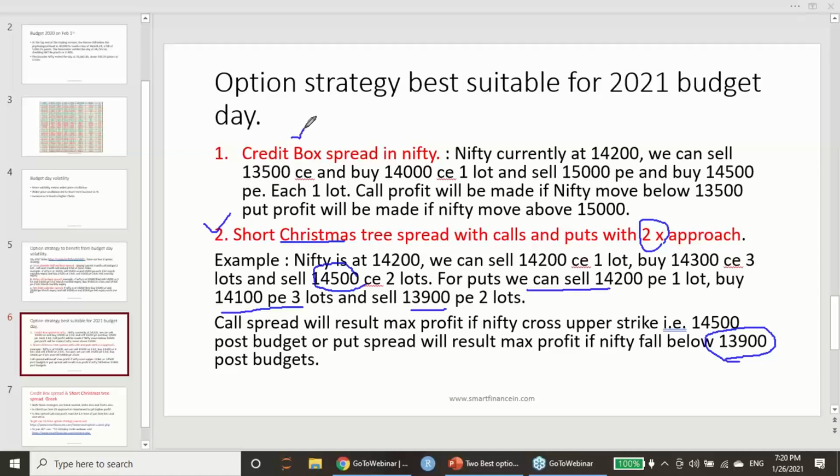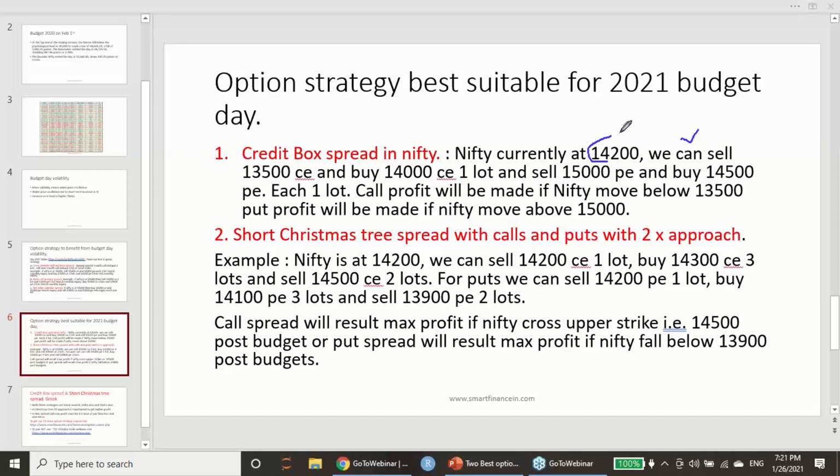Now come to the credit box spread. So what is a credit box spread? This is one of my favorite strategies. What you can do in this case is sell a lower strike in-the-money call option, and preferably buy an in-the-money call option also. By this process you can receive some credit.